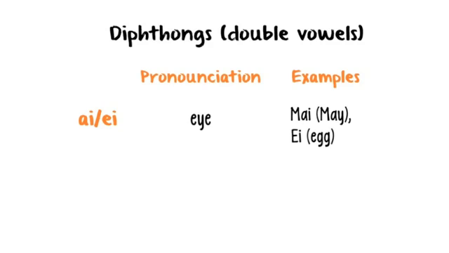which means egg. The second letter combination is AU, which is pronounced like ow. Here we have the example of the word Auge, which means eye. Now please repeat after me. Ei, ow, Mai, Auge.